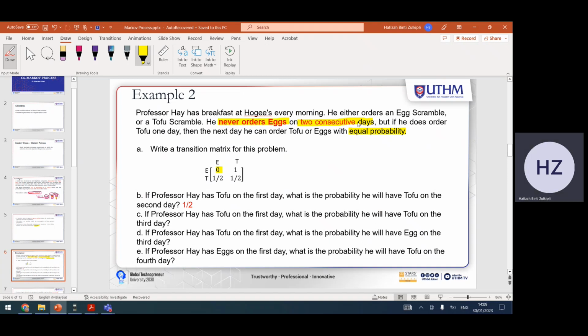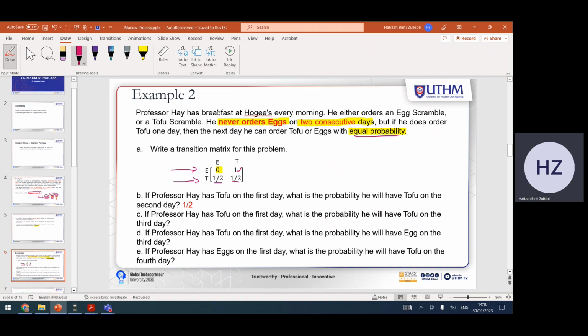He never orders eggs on 2 consecutive days. Egg on the first day, so tofu on the next day. So it cannot be egg and egg. Because this is 0, like I said, for each row the total probability must be equal to 1. So 1 minus 0, you get 1 here. Now we look at state 2, when the professor eats tofu on the first day. On the next day, if he eats egg, the probability is 1/2. Also, tofu on the second day, the probability is 1/2. Equal probability. So that's why you get this transition matrix for this problem.